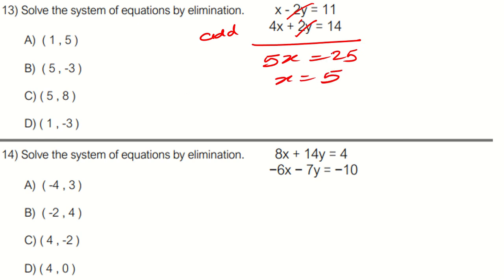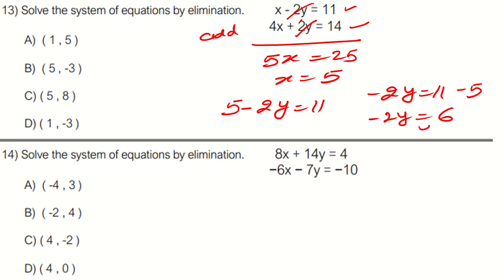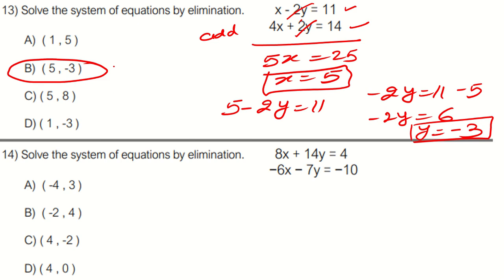Now, when x is equal to 5, plug this value of x into any of the equations. I am putting it in the first equation. So 5 minus 2y is equal to 11. So minus 2y is equal to 11 minus 5. So minus 2y is equal to 6. So y is equal to minus 3. So the value of x is 5 and the value of y is minus 3. So (5, -3) will be the answer, because you know that in any coordinate we first write the value of x and then we write the value of y.